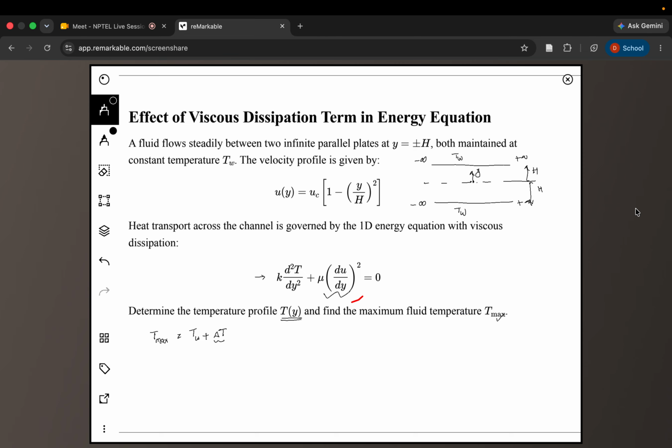This is again a prerequisite. The prerequisite of this course is for you to be able to solve differential equations, which will not be discussed in detail in this particular course. So we have delta T, which will be the difference between the maximum temperature inside the fluid, that is the center line, and TW, the wall temperature. Because Tmax is going to be higher than the wall temperature, I'm just writing it as TW plus delta T. This is the temperature rise that is happening because of this viscous effect.